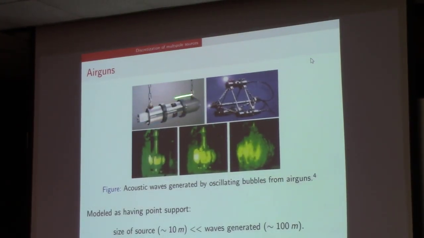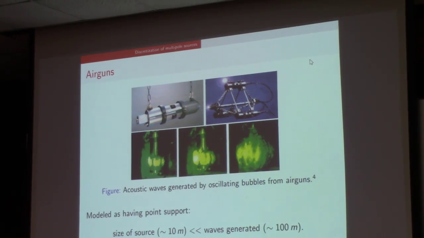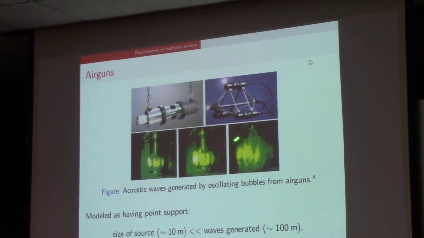So here are the air guns. This is a bit of a close-up of a single air gun, and this is what they look like as they're exploding. The way these air guns are modeled mathematically is as a point source in space. The dimensions of these air guns are of the order of tens of meters, which is much, much smaller than the waves that are generated, which are of the order of 100 meters. And so we can mathematically express that as a point source.